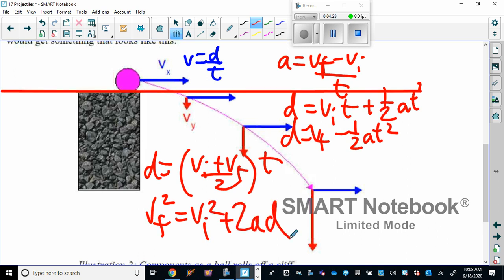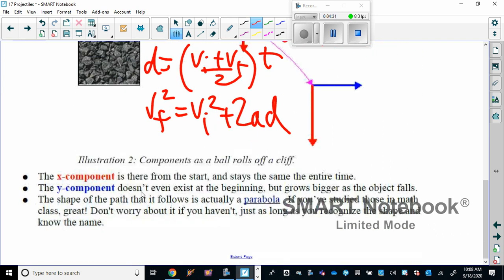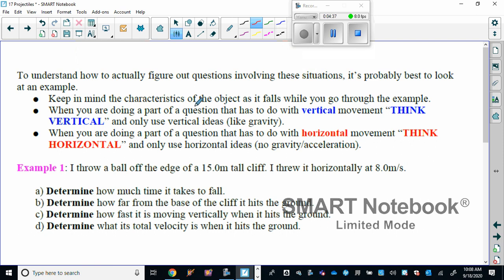There's your 5 kinematics formulas, and you have to use those exclusively for the vertical component. Then it talks about the parabola, again very important, and about thinking horizontally. When you're asked a question with horizontal projectiles, ask yourself, is it a horizontal component or is it a vertical component? Here we go, example number 1.